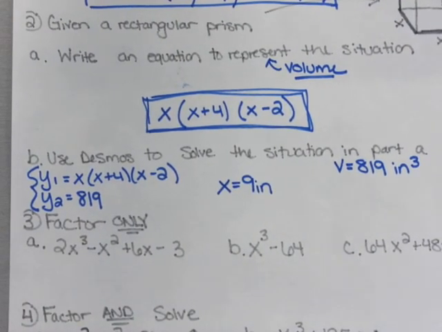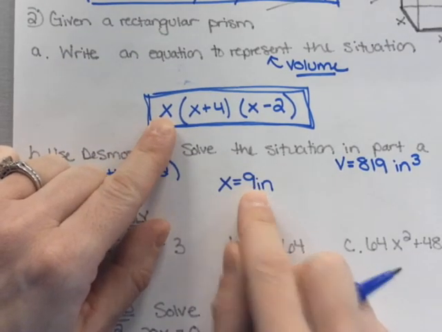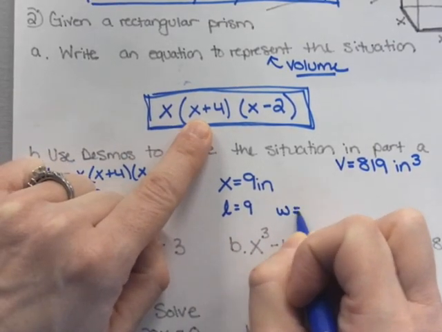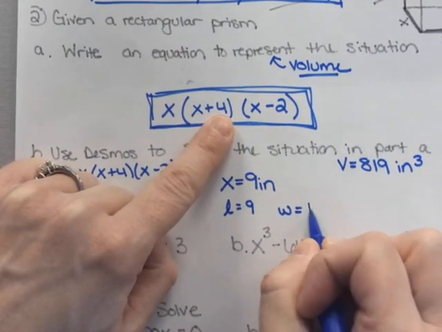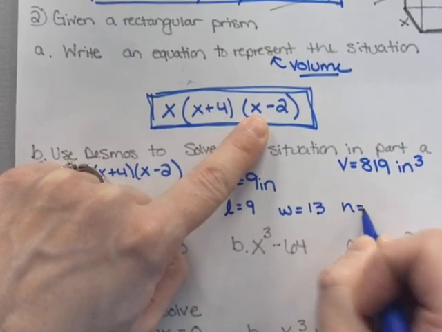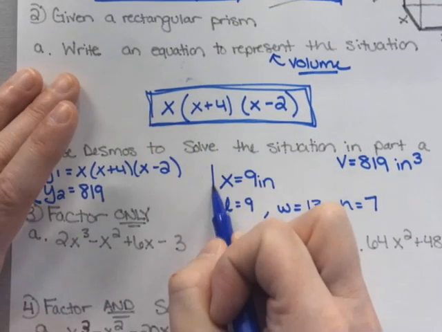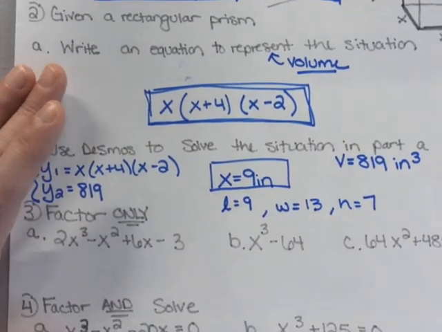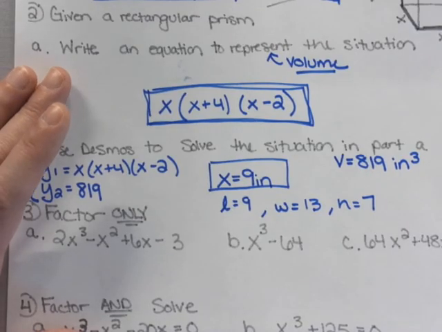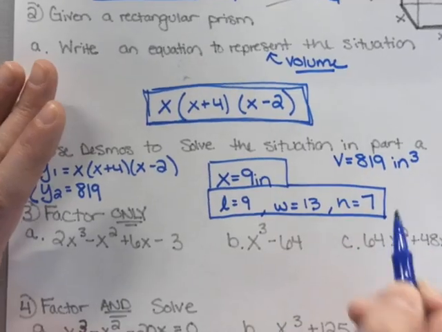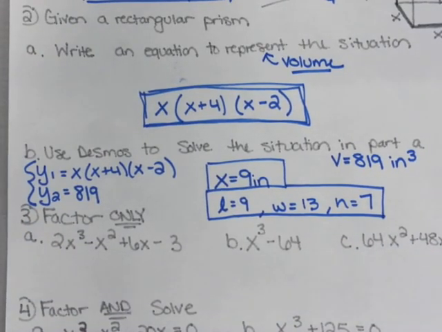If it asks you to go back and find the length, the width, and the height separately, I can plug it in, right? So my length would be 9. My width would be 9 plus 4, which is 13. And my height would be 9 minus 2, which is 7. So if they just ask for the x value on the quiz, then you would just write what the x value is. If they ask you to go back and find the dimensions, then you would write this. So both these pieces of information are pertinent.